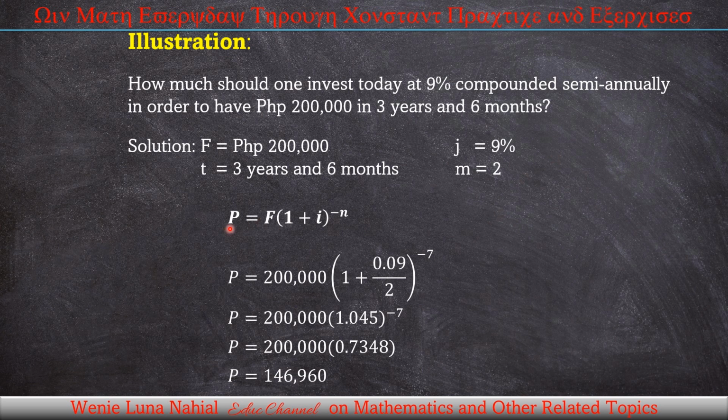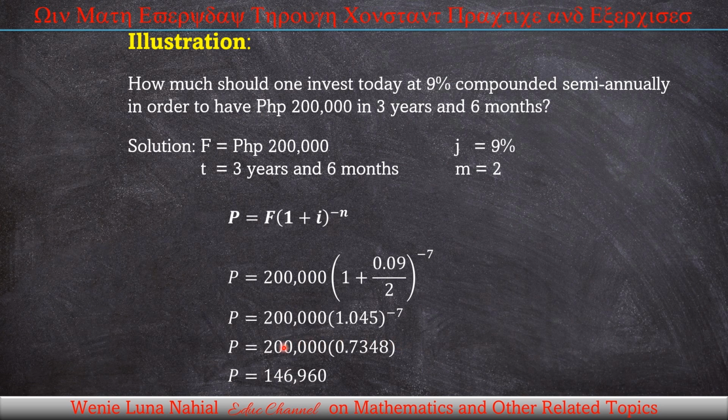Okay, so using the formula, uppercase letter P equals the uppercase letter F times the quantity 1 plus i raised to negative n. Then after that, substitute uppercase letter F by 200,000. Our nominal rate divided by 2. Then our number of conversion periods, that is 7. Now, 0.09 divided by 2, that is equal to 0.045, plus 1. So you have 1.045. Then use a calculator, press this 1.045, then the function x raised to y or y raised to x, then negative 7. You will get 0.7348.